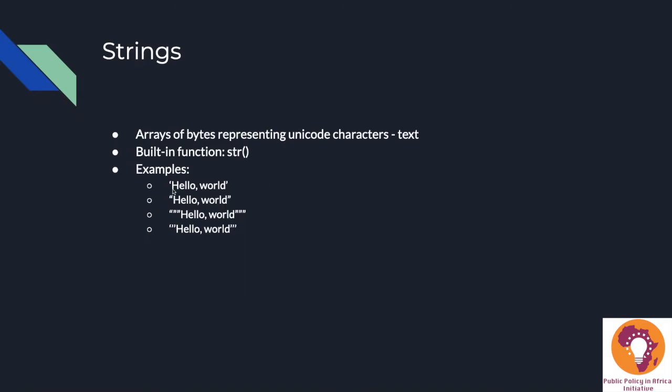And then examples, we have hello world in single quotes. We can use double quotes. If you want to use a multi-line string, you can use triple quotes. This is to facilitate things like having a new line character in your string. And then you can also do triple single quotes. Something to know about the triple quotes is this is also how you can have multi-line comments.